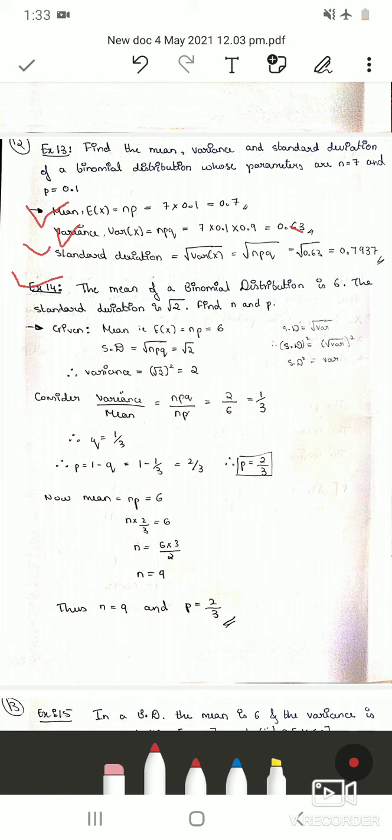So the 14th problem is: the mean of a binomial distribution is 6 and the standard deviation is square root of 2. Find n and p. Or else they can ask to find the parameters of the binomial distribution, which means n and p. In this question they have given the mean, that is n into p is equal to 6, and they have given the standard deviation, that is square root of variance or square root of npq, which is square root of 2.